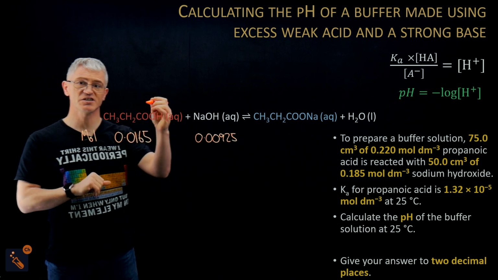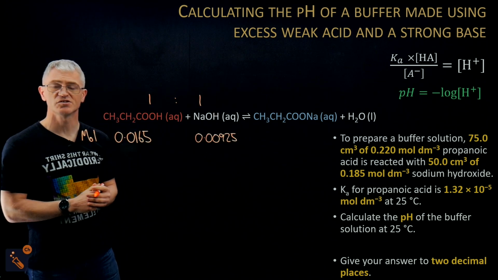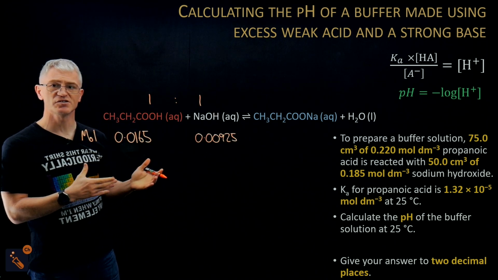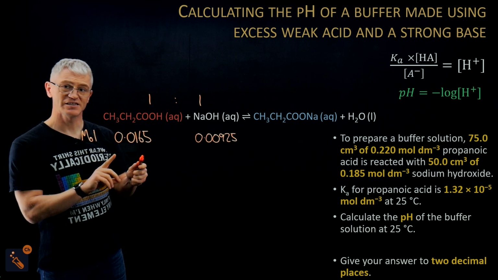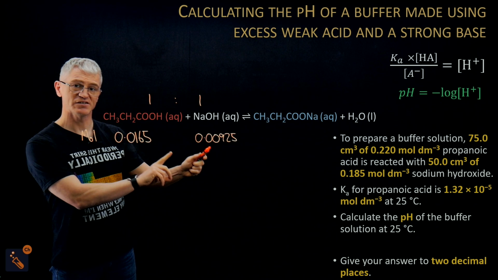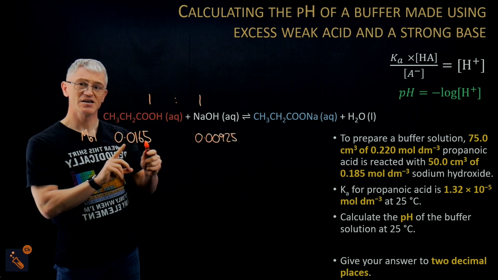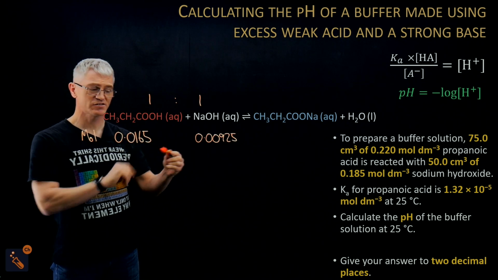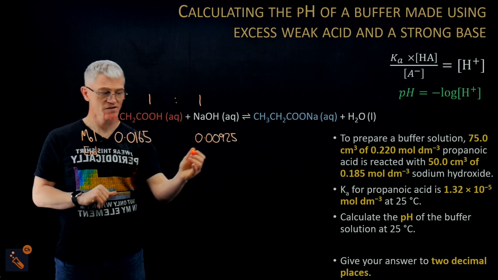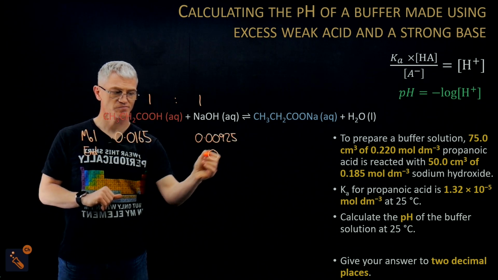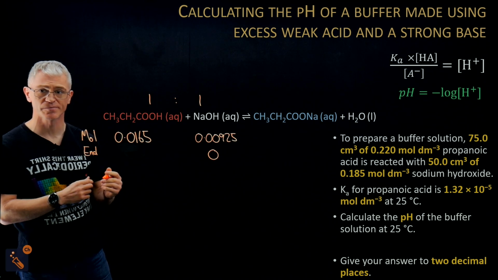Now, this is the really important thing. This is a 1-to-1 ratio. And because it's a 1-to-1 ratio, that means that the acid is in excess, because there's more of this than that. So this will react 1-to-1, which means you'll use up all of the sodium hydroxide, and at the end this will be 0, because it's absolutely all used up.